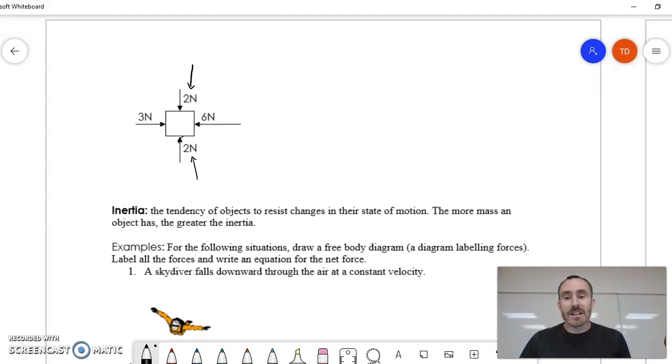And so we can see that if you push with 6 newtons to the left and you push with 3 newtons to the right, then you're going to end up with a total of 3 newtons to the left. Okay, and so our total net force is going to be 3 newtons to the left.